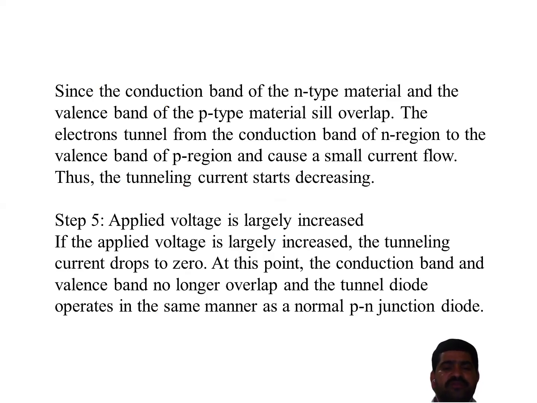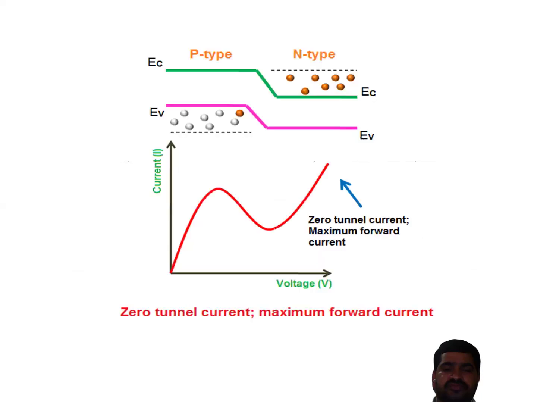If the applied voltage is largely increased, the tunneling current drops to zero. At this point, the conduction band and valence band no longer overlap, and the tunnel diode operates in the same manner as a normal PN junction diode as the applied voltage is increased. You can observe in the graph zero tunnel current, and then maximum forward current.